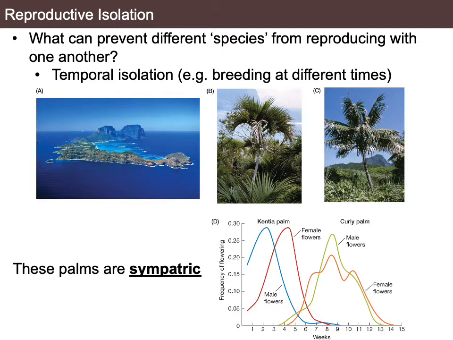Note that the curly palm has not yet flowered at all. Okay, it's a few weeks more before the curly palm male and female flowers are produced and release their own pollen and receive their own pollen. So because they are producing flowers at different times of the year, weeks apart, they are incapable of pollinating one another. Okay, this keeps these two species reproductively isolated from one another.